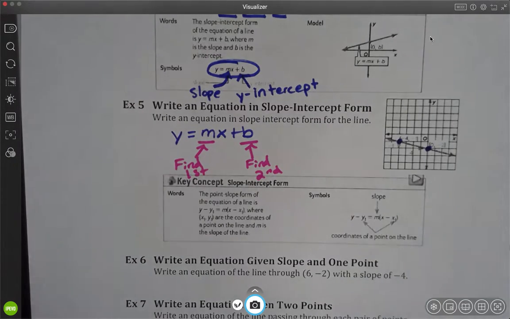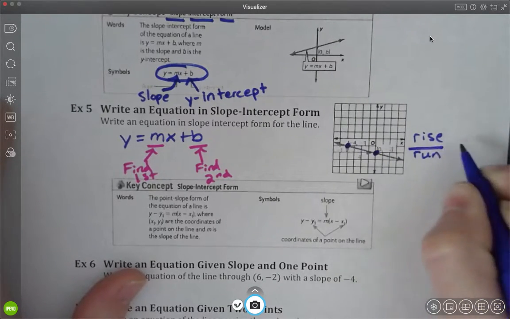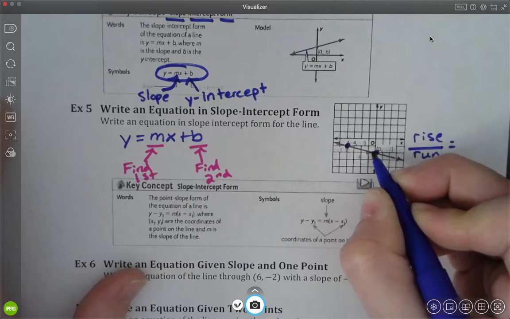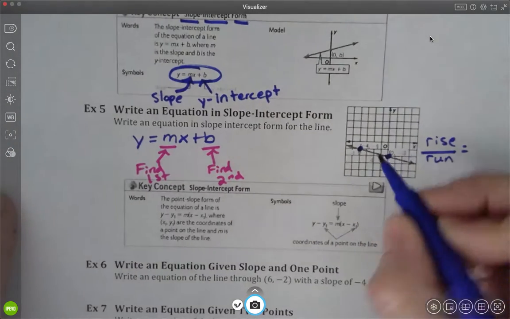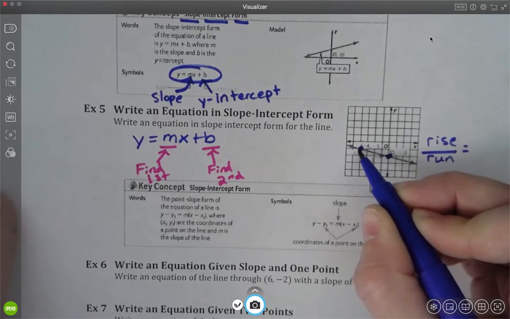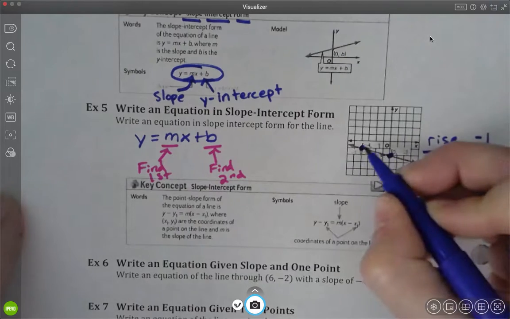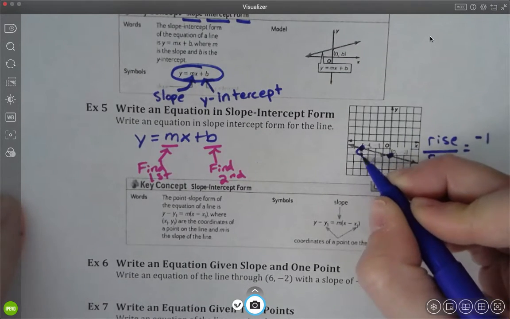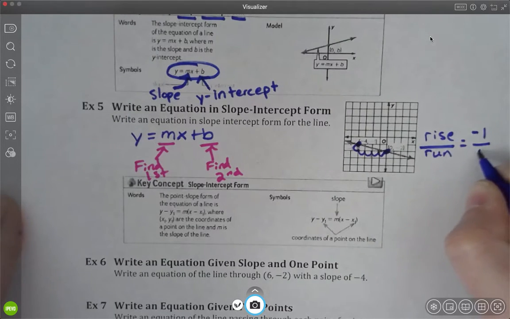Slope, when you're looking at the graph, you can do rise over run. From this point to this point, how much am I rising? It's negative 1, because going left to right, you're going downhill. So you're rising a -1. You're going down 1 right here. How much am I running? 1, 2, 3, 4. I am running 4.